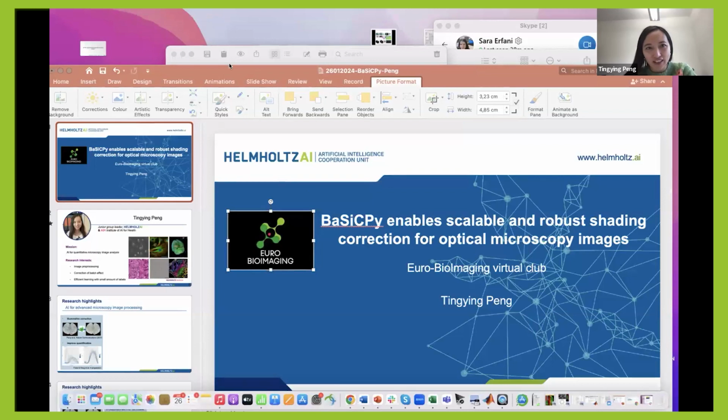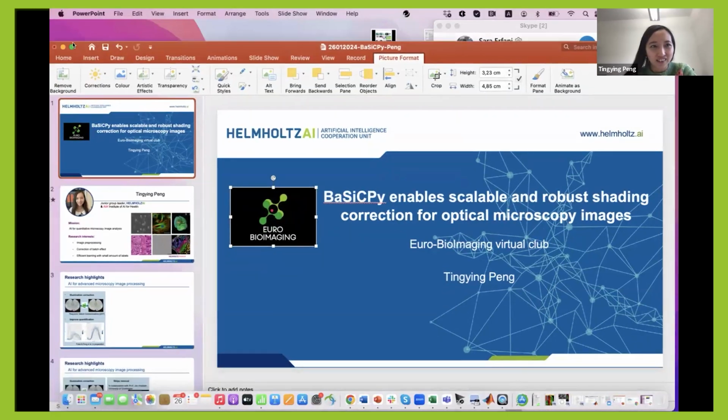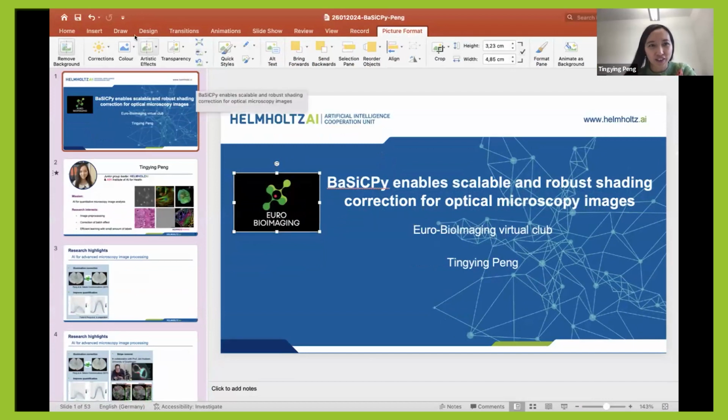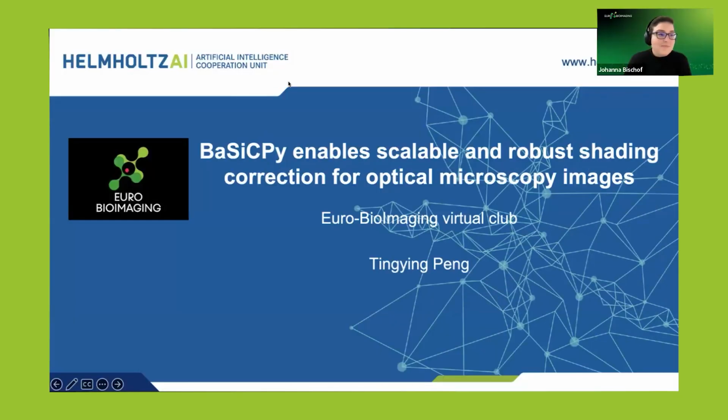Yeah, it's a great pleasure to be invited and to get this opportunity to present the tool we created, which is supposed to help biologists analyze their data in a more efficient and more accurate quantification way. As Johanna mentioned, the title of my presentation is BaSiCPy enables scalable and robust shading correction for optical microscope images.